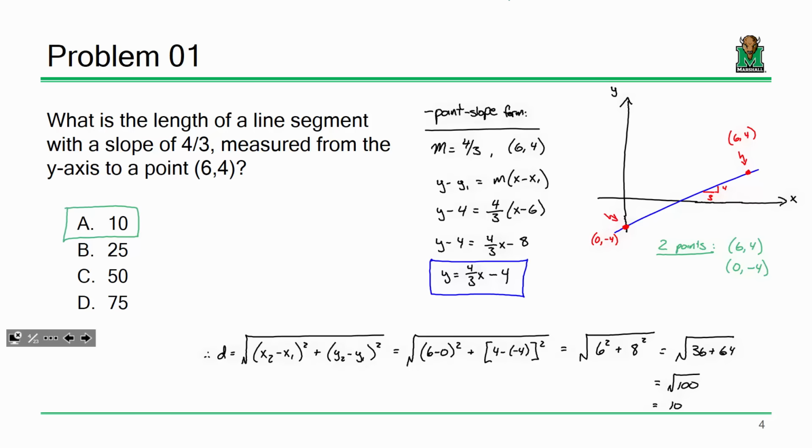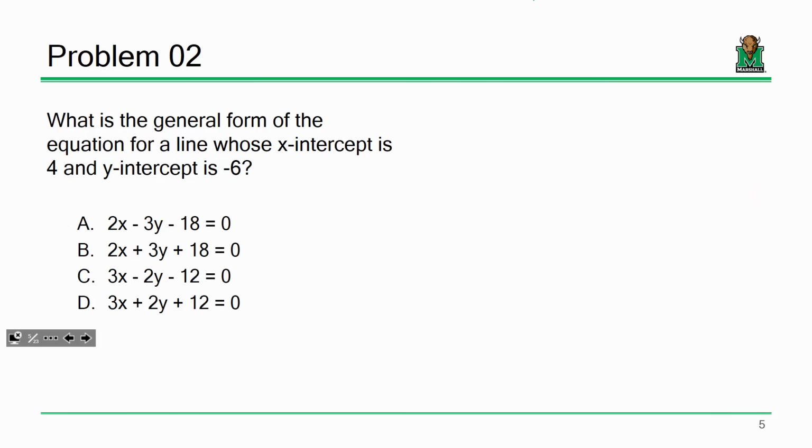All right. Now, let's change it up a little bit. Problem 2. All right, so let's go through what's going on. What is the general form of the equation for a line whose x-intercept is 4 and y-intercept is 6? Okay? Now, right off the bat, if you don't remember what general form is, it's really not that big of a deal, because just look at the question. You could just rewrite the equation of this line in this form, and there you go.